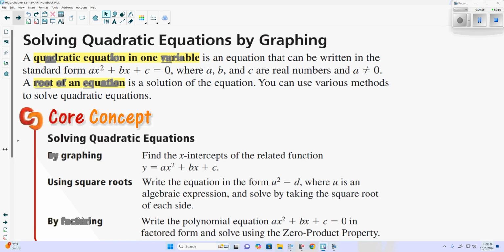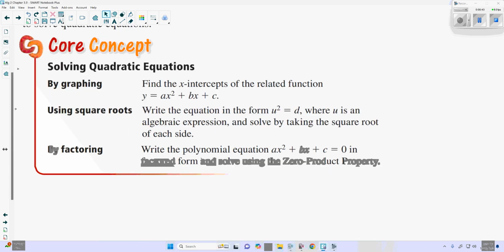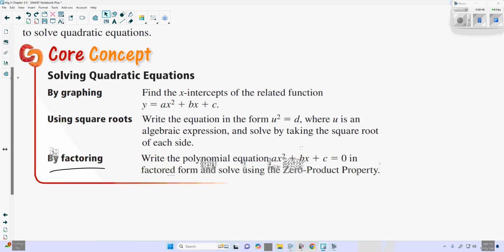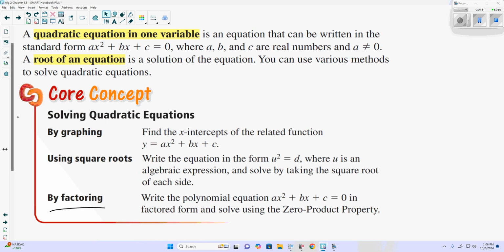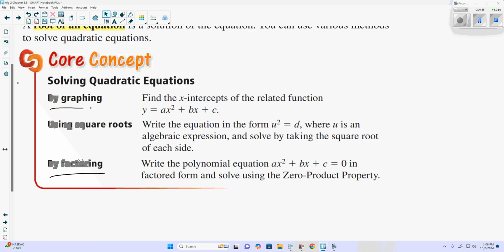So we've solved quadratics a little bit so far, because in 3.13 we solved by factoring using the zero product property. If two things multiply together to equal 0, one of them must be 0. That's the only way we can get 0. So one of the ways we can solve quadratic equations is by factoring. Write it in factored form, set it equal to 0, and solve. Now there's two other ways that we'll go over in this part of the chapter. One of them is by graphing, and one of them is by using the square root method.